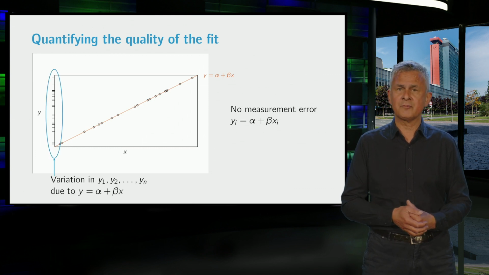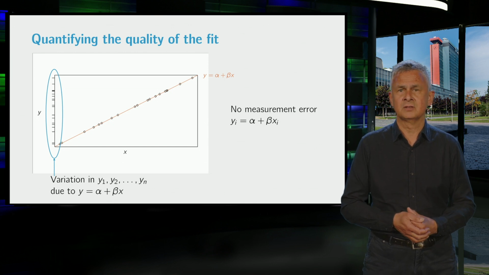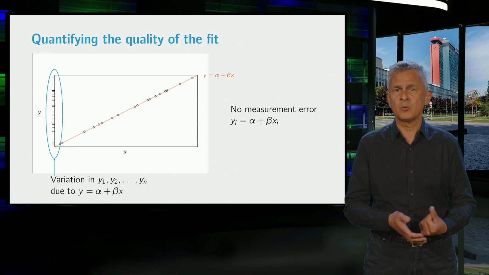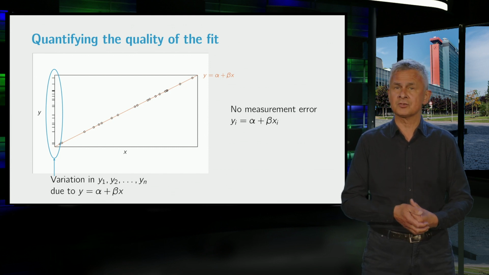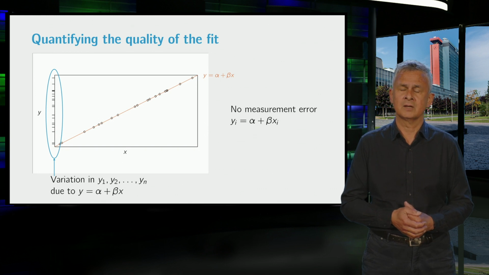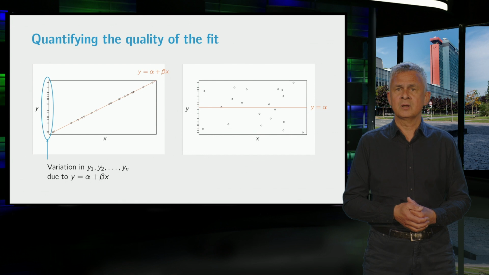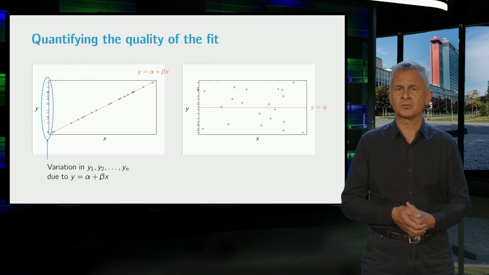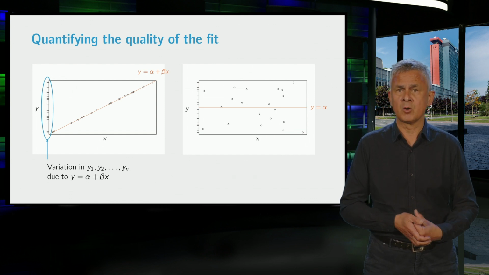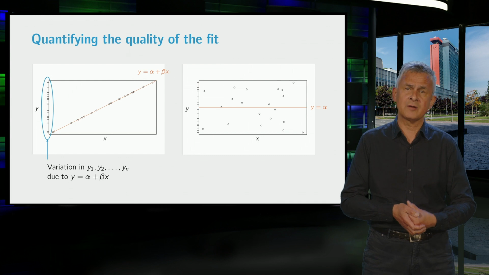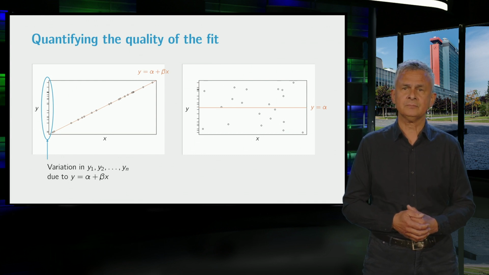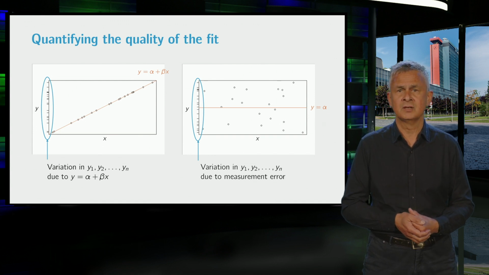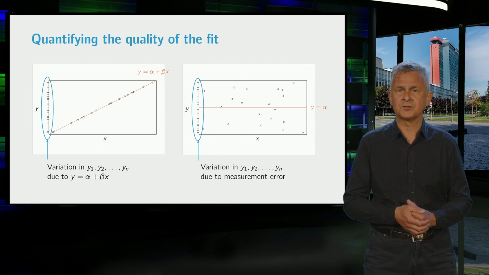Then if we focus on the y values themselves on the vertical axis, we see that if x and y are linearly related, then even without measurement error, this causes variation in the y variable. The other situation is when we only have measurement error and y is not affected by the variable x. This would correspond to a horizontal regression line with the y values scattered around it. Again, if we focus on the y values on the vertical axis, we see that this also causes variation in the y variable.